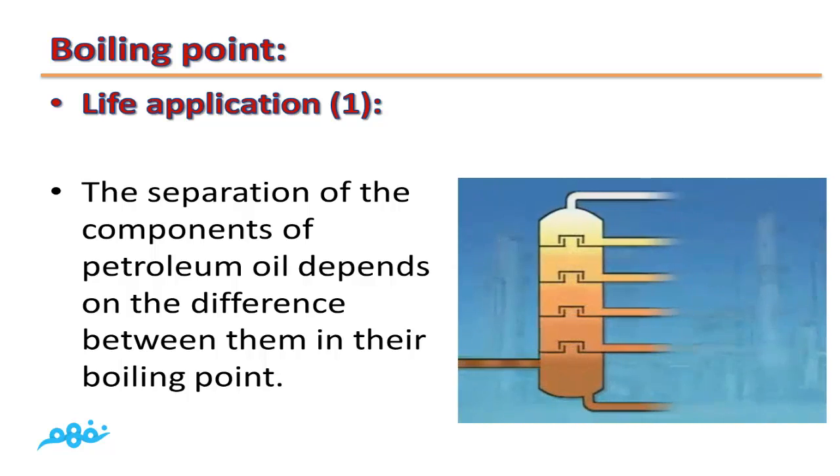So by using different boiling points, we can separate the components of petroleum oil because each component has its own boiling point, the temperature at which it will change from the liquid state into the gaseous state. Then it will be collected and cooled down so it will change back to the liquid state.